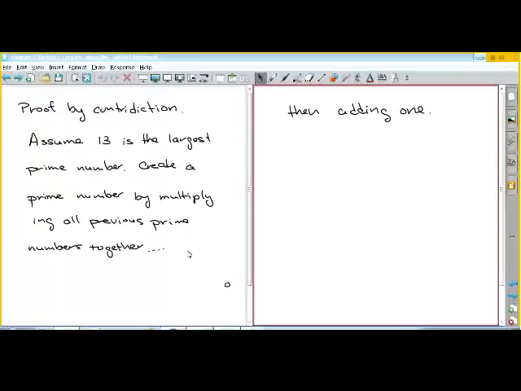And by adding 1 to this, you can prove that that number is a prime number. So let's just see if that works or not. So in the case of 13, what you would do is take all previous prime numbers up to 13. So the previous prime numbers would be 2, 3, 5, 7, 11, and 13.